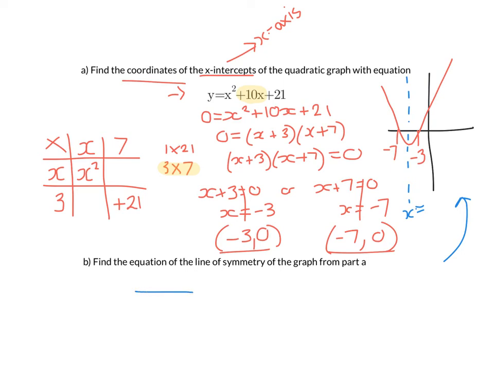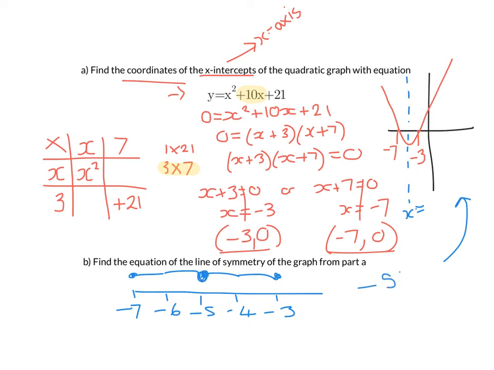So let's just look at it on a number line. Minus 7, minus 6, minus 5, minus 4, minus 3. So I want the number that's smack bang in the middle of these. So if I go 1 that way, it's not those. 1 that way, 1 that way. It's actually going to be minus 5.